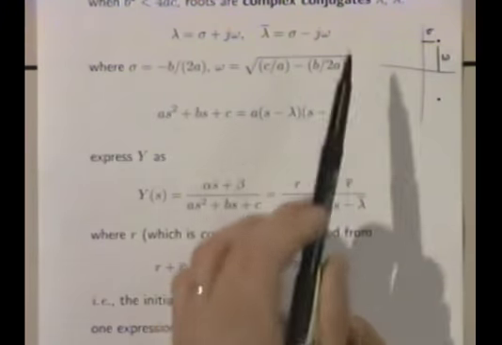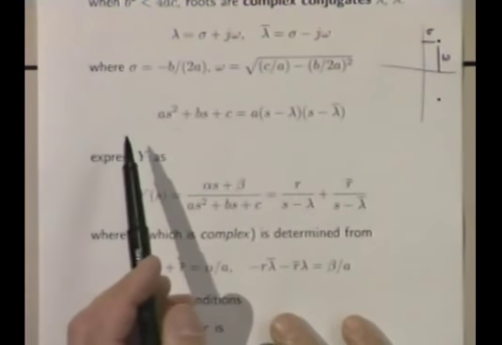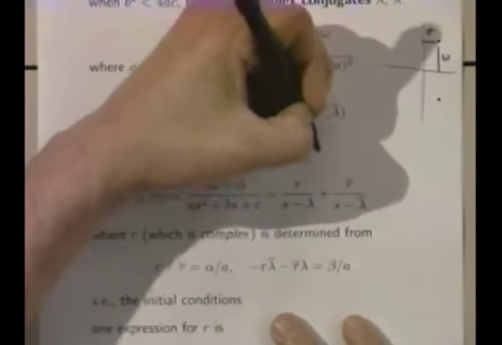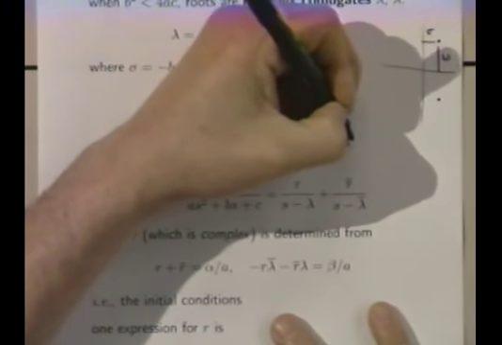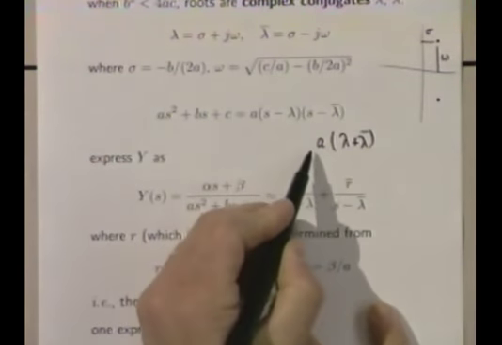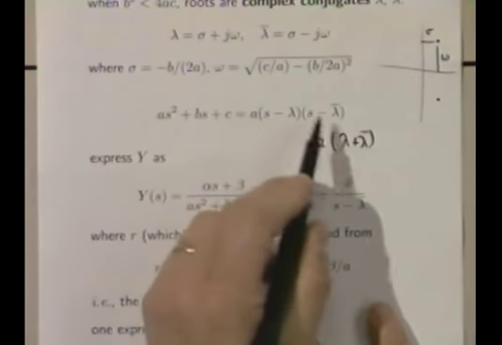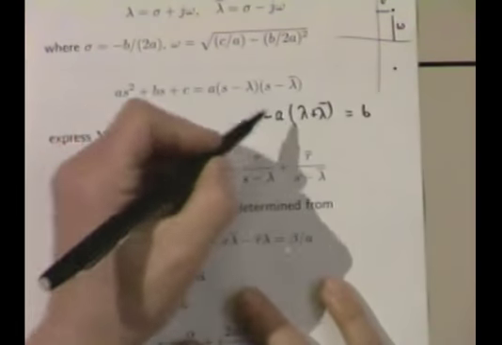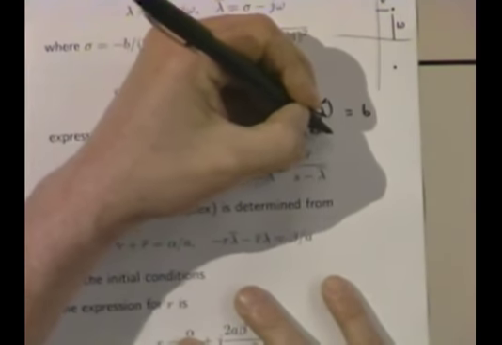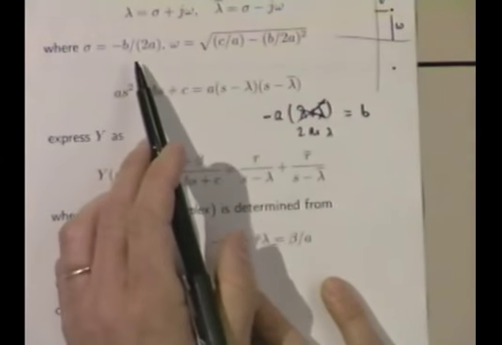And if you multiply this out, you get various interesting relations. For example, a times lambda plus lambda bar, which is the s coefficient here, with a minus sign, has to equal b. And so this of course is twice the real part of lambda, and so we'd recover this one.